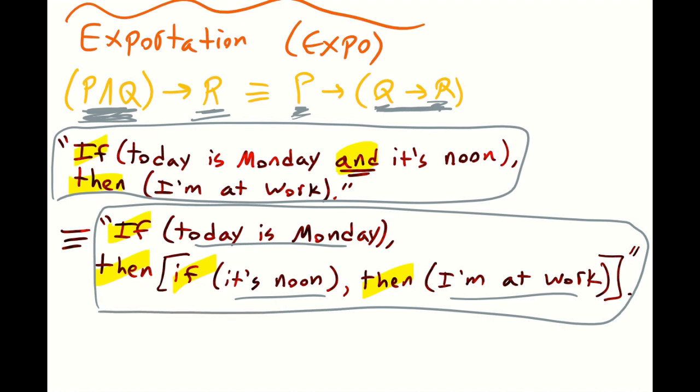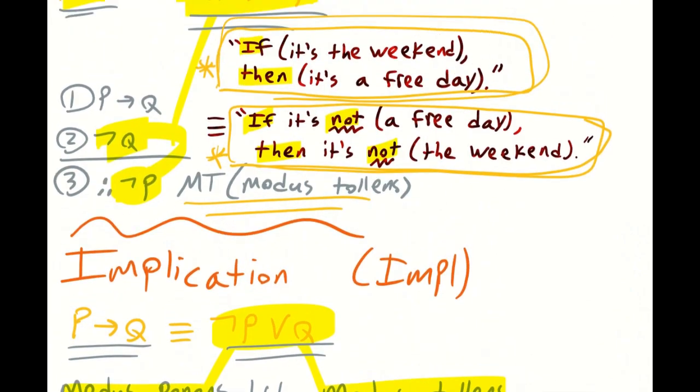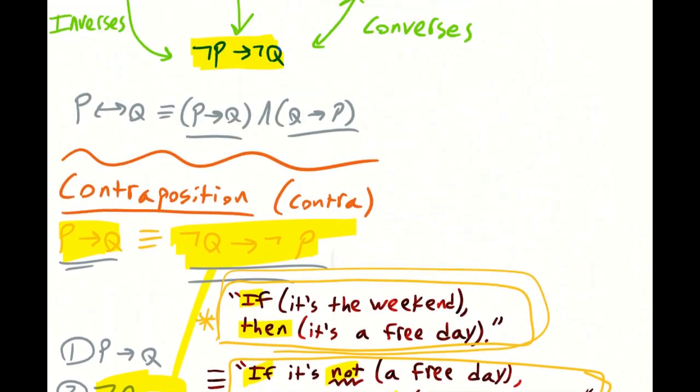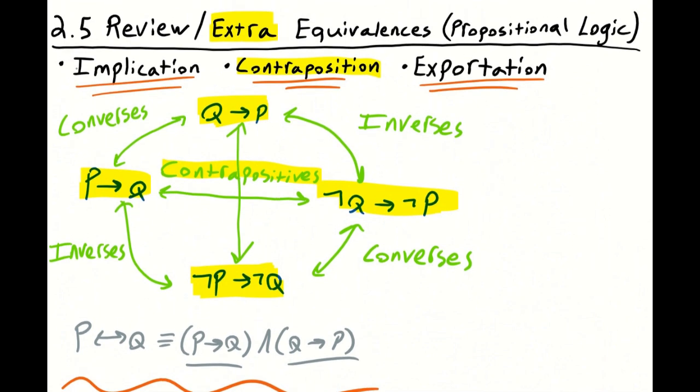So pretty neat. We have exportation, we have implication, and we have contraposition. And those are three very important logical equivalencies, and they are useful in propositional logic when dealing with complicated proofs.